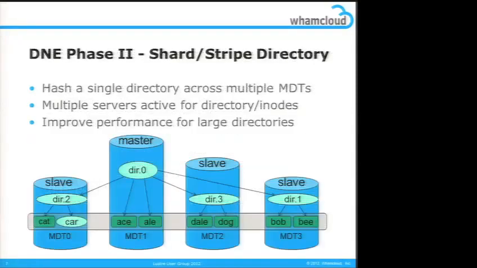Then in phase 2, we will implement the striped directory, so the directory can be striped across multiple MDTs. The big directory's performance will be improved. And we will probably also allow cross-MDT rename and link in phase 2.